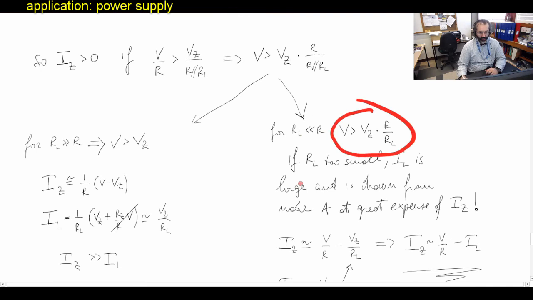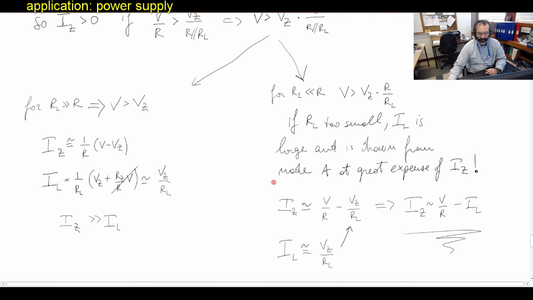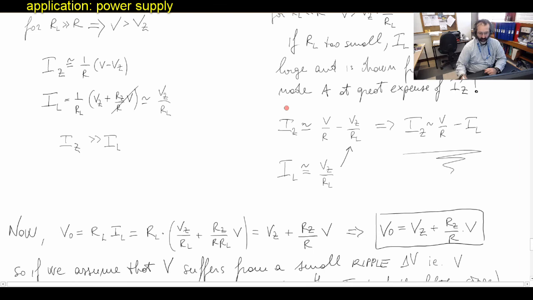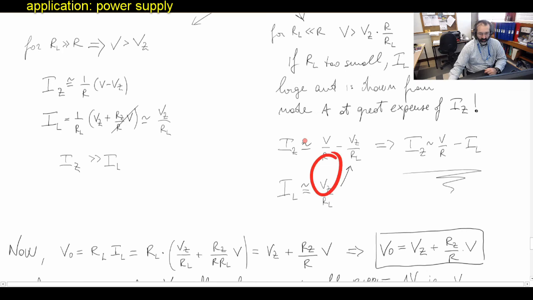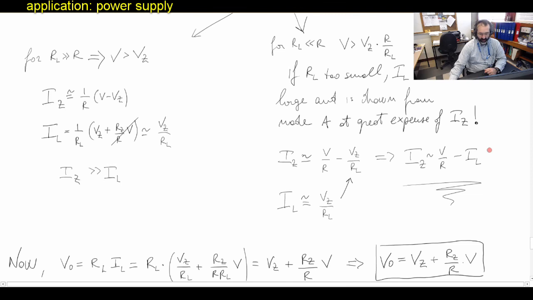And actually, if we do the calculation, what we can see is that IL obviously is VZ over RL, as previously. Things don't change because if we go here, and now R is bigger than RL, we have RZ over R, and so this term is still negligible, and so still IL is VZ over RL. And so that's what we have here. But IZ now becomes this term, and we said RL is much smaller than R, so this term becomes RL in this case. And so that's what I've written here.